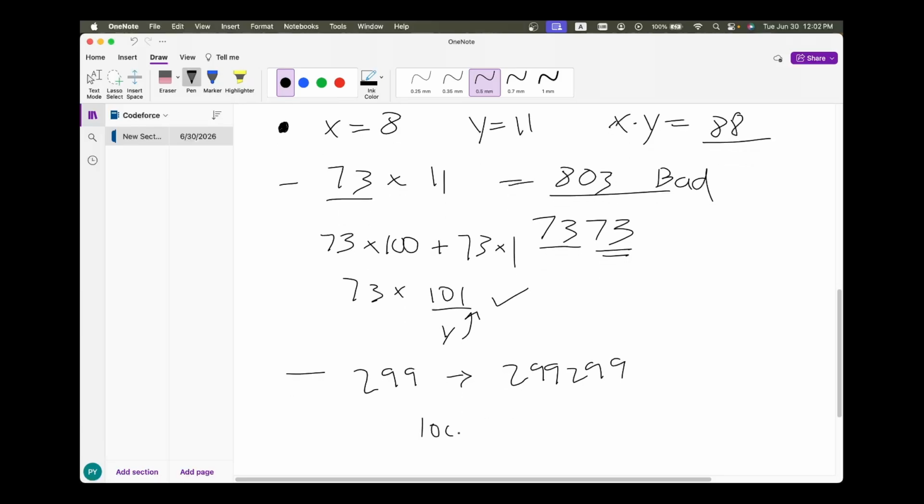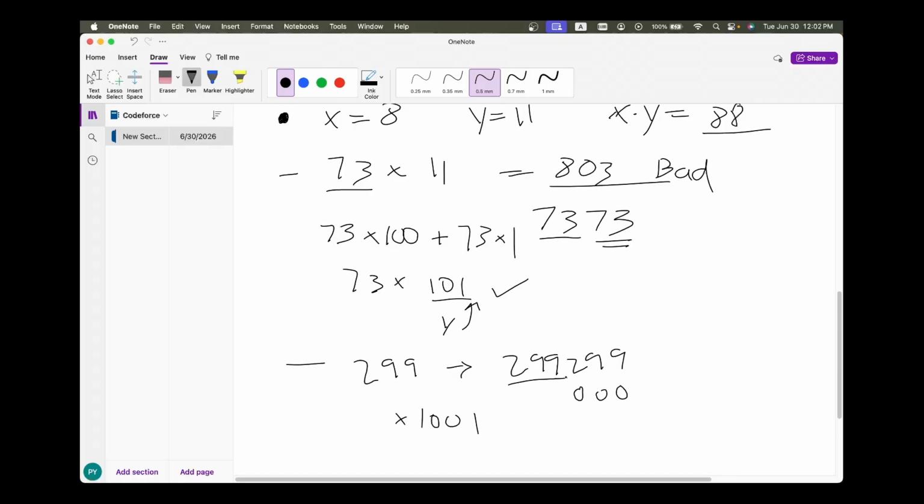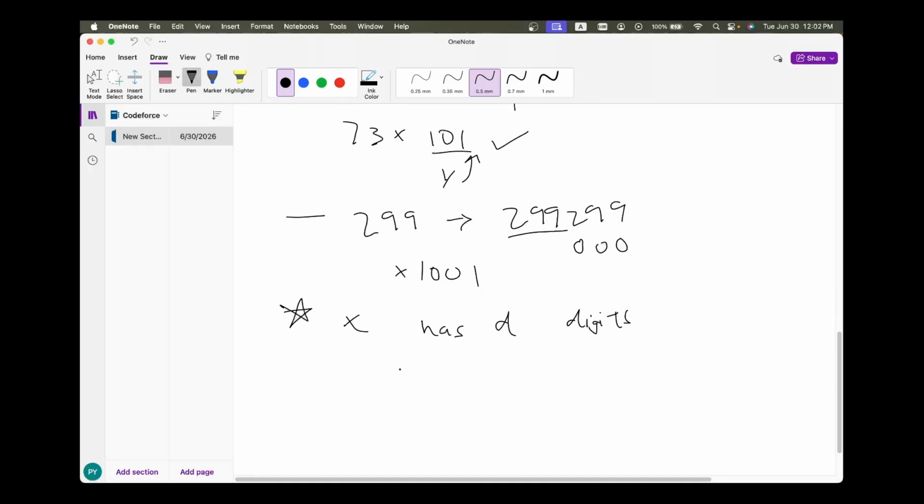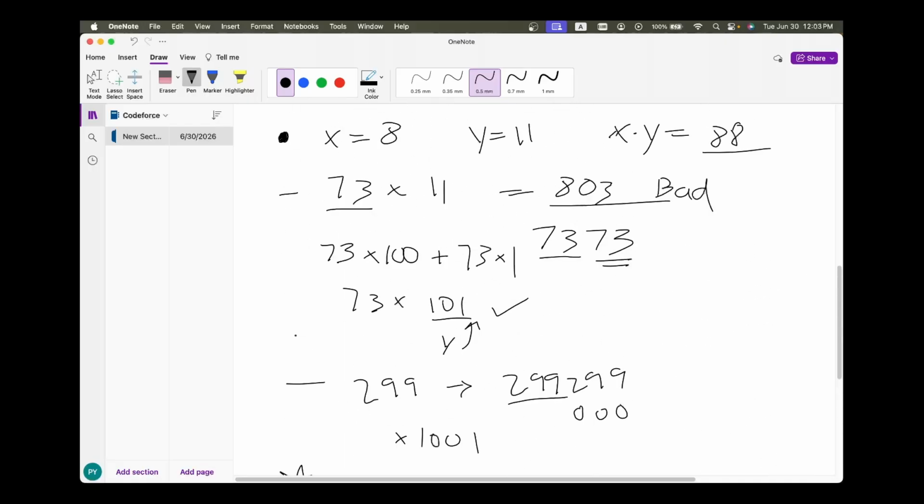by multiplying by 1,001. The same idea, right? This first 299 gets shifted. I mean, gets multiplied by 1,000, so it has three zeros behind, and you just add on this 299. So overall, if x has, what is it, d digits, then you want to let y be 10 to the power of d plus 1. And this is always going to be some number in the form of 10001. And this is going to work. And that's the answer to B.